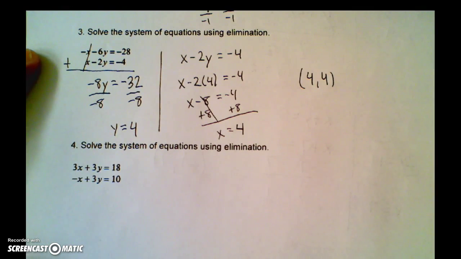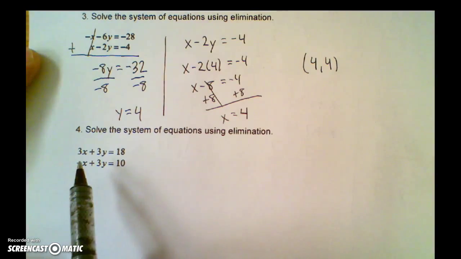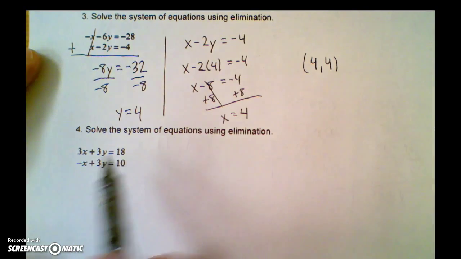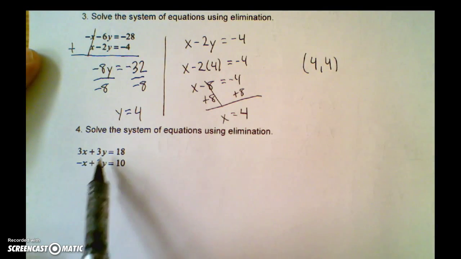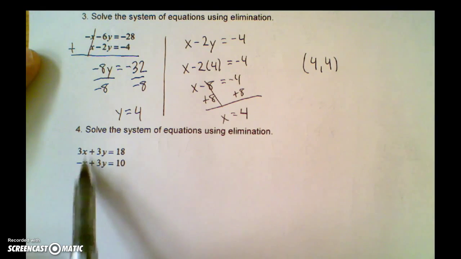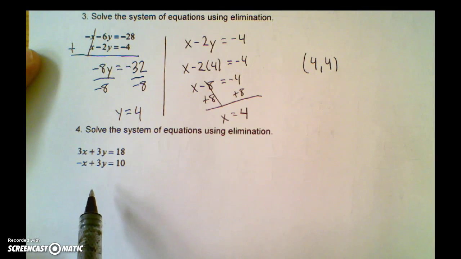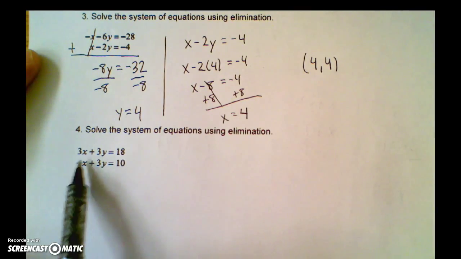Alright, take a look at number 4, because here's where it gets a little bit harder. If I were to eliminate, or try to eliminate a variable in this case, just by adding, nothing would eliminate, because 3x plus -x is 2x, and 3y plus 3y would give me 6y. So the way these equations are set up currently, you cannot eliminate anything. But we can manipulate one of the equations to be able to eliminate something.